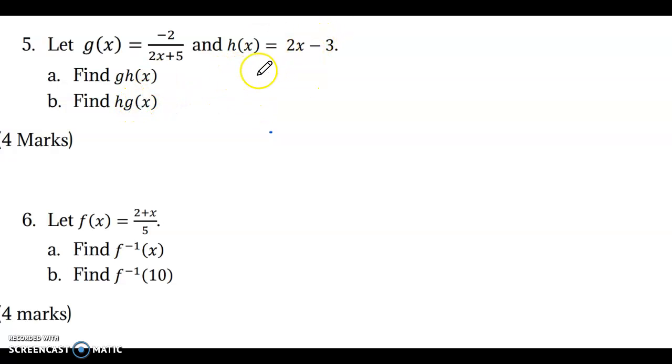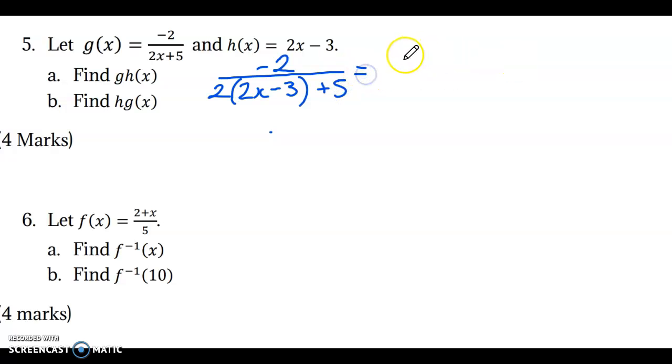Okay, so here we go. So we write out g. So we've got minus 2 over, and then I've got 2, and then I'm going to put a bracket because that's where my h is going in for here. So that's 2x minus 3 plus 5.